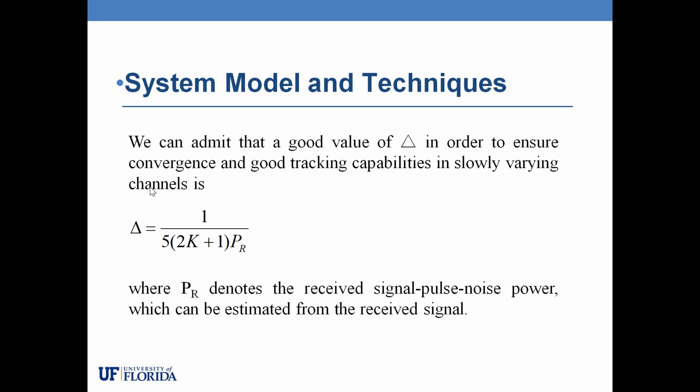We can admit that a good value of delta, in order to enhance convergence and good tracking capability in slowly varying channels, is chosen where P_R denotes the received signal plus noise power, which can be estimated from the received signal.